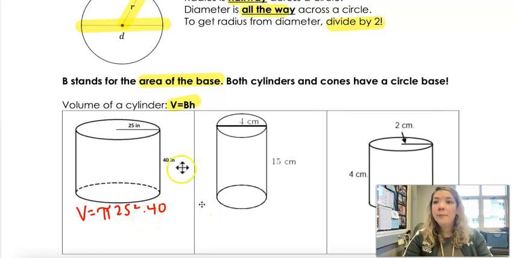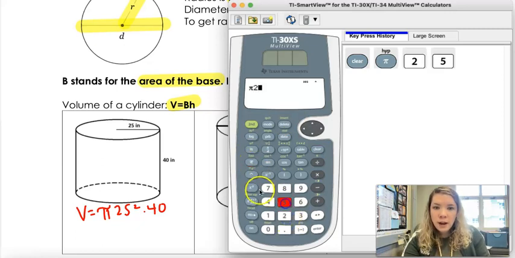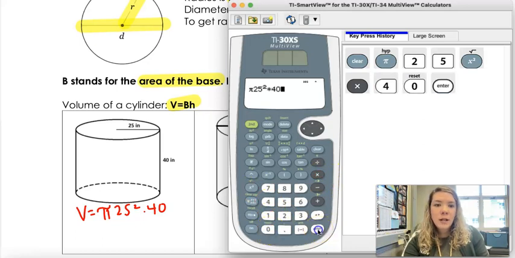So let me pull one up. All right, so our pi key is right here. It's in red on our screen right now. Then we want 25 squared times 40. And it's going to give you an answer in exact form, similar to when we did square roots. We want rounded form, so we're going to hit our toggle button right above so we can get that decimal. And we're going to go ahead and round to 2 decimal places, the nearest hundredths place.